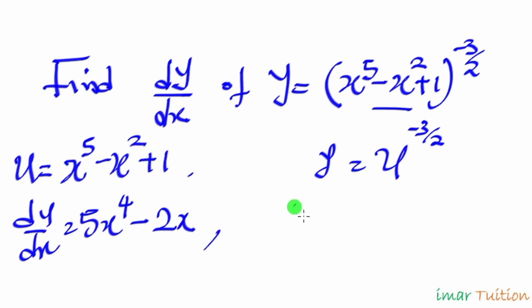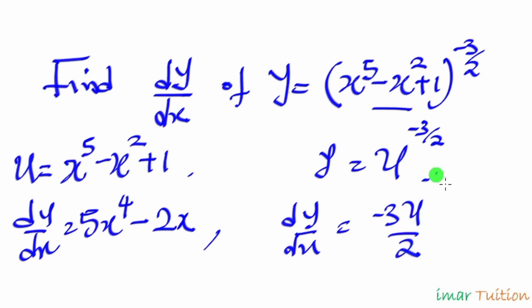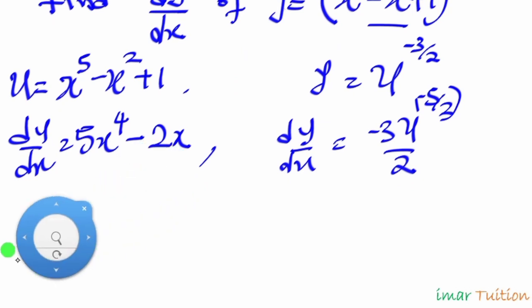Come to this other side, we'll have dy/du. That will give us minus 3/2 u raised to the power minus 5 over 2. How do we get this? I'll quickly just talk about that. We know how we differentiate that. But because it looks a bit complex, I will just talk about it at the bottom here.